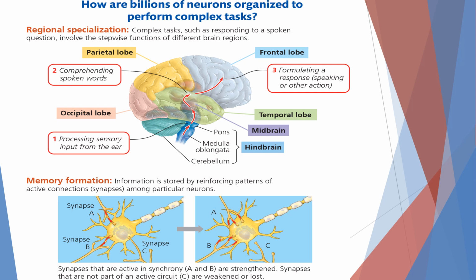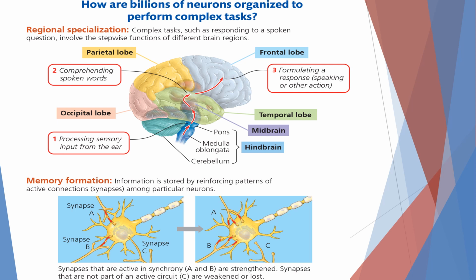It's going to be talking about how our billions of neurons are organized to perform complex tasks, which makes the nervous system so complex and so interesting to talk about, because there's so many things going on that lead to many other functions of our body. They all start from neurons together and parts of the brain in our central nervous system and our peripheral nervous system.